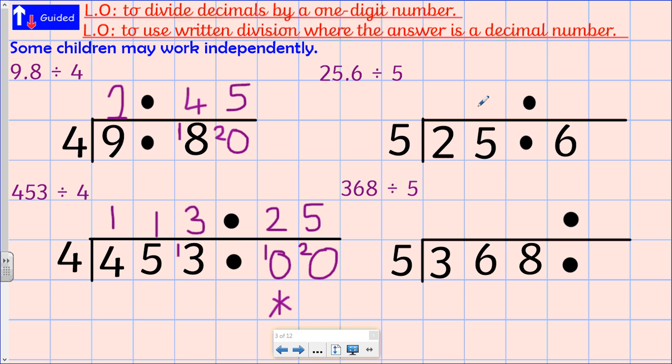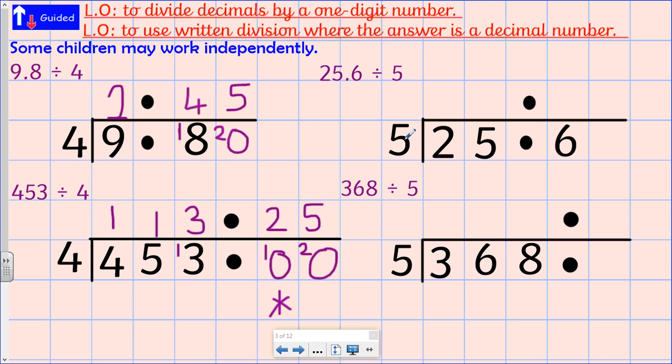As before, if you now think you've got it and you haven't done any on your own yet, have a go at this next one independently. Pause the video and then come back and watch me. If you still need my guidance, that's absolutely fine too. So we are doing 2 divided by 5.